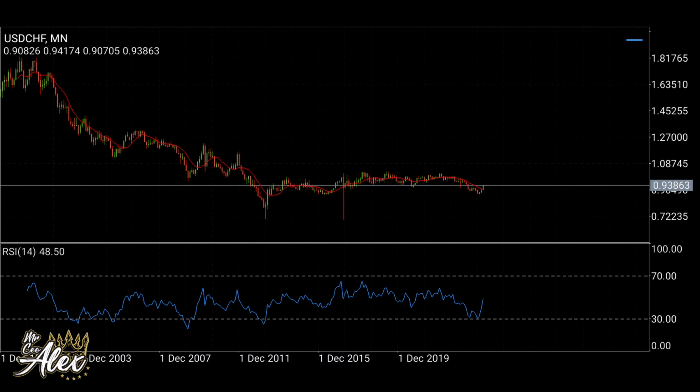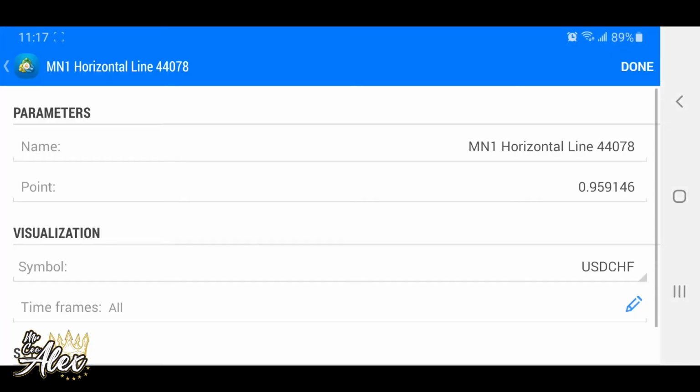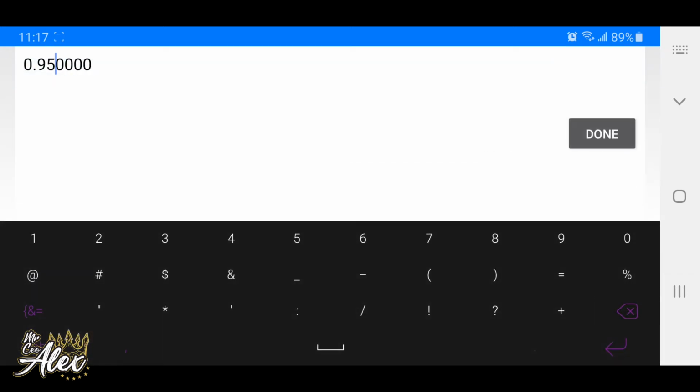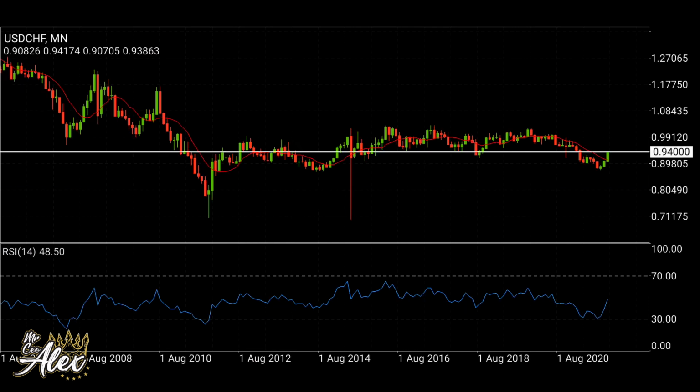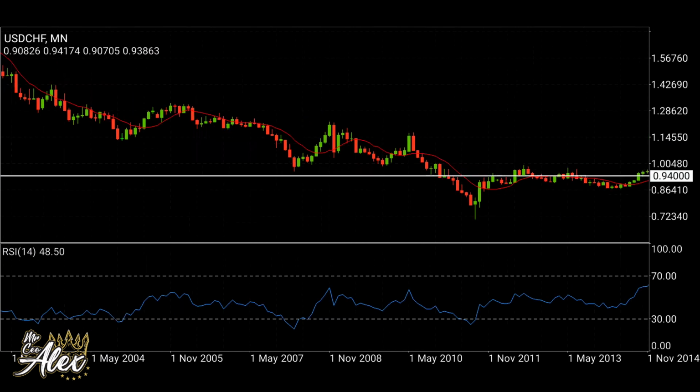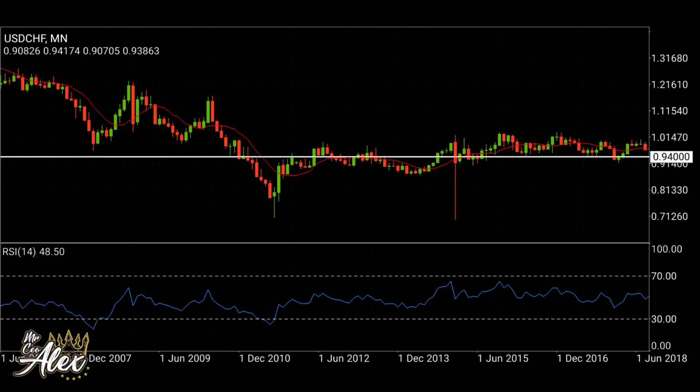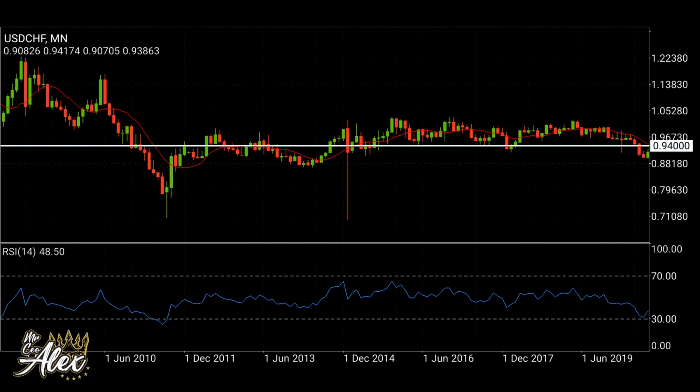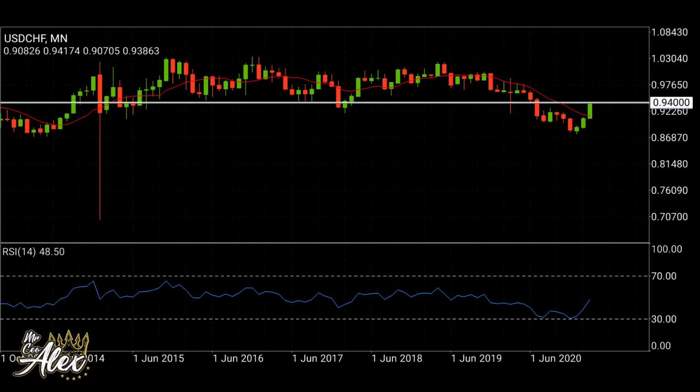Now, let me just put it on the chart, 0.94. I always remember, guys, the banks like to trade in round numbers, 0.9400, boom, put it there. And if we go back, we can see confluence, we can see confirmation that the market has been retesting and rejecting this area for quite some time. We can see that on that area.